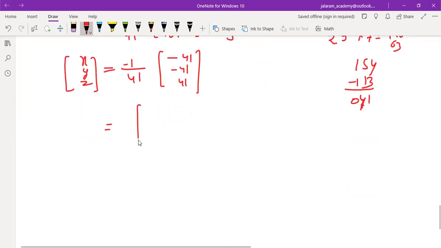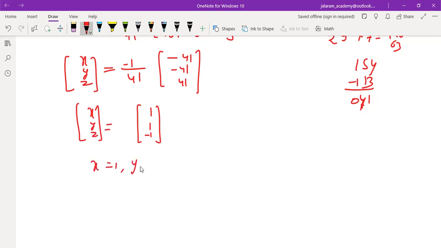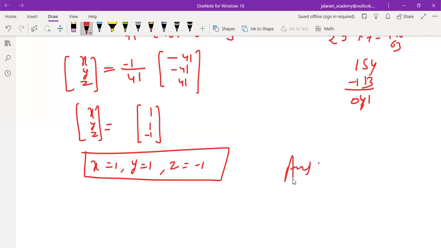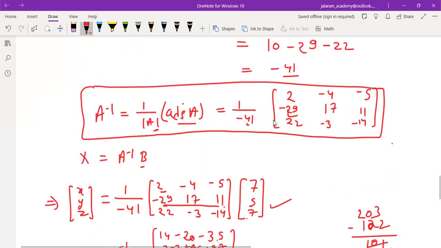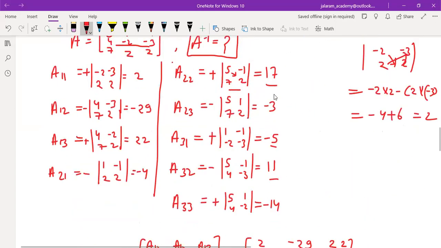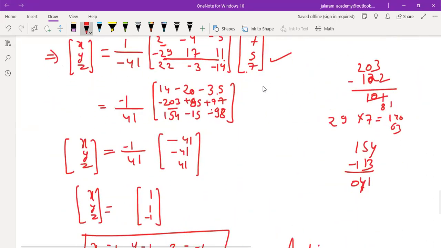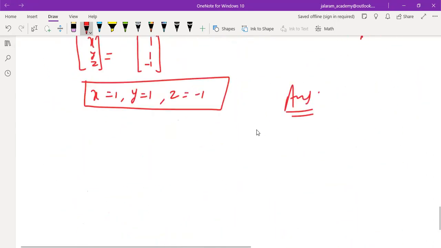So when we divide all of them by minus 41, we get 1, 1, minus 1, which is the value of x, y, z. So x equals 1, y equals 1, and z equals minus 1 are the answers. That's it. Hope you all must have understood. When there is something wrong, we have to check only the second row. We found the mistake in second row, second column, which must be 17. By mistake, it was written 9. So it is giving now the correct answer.